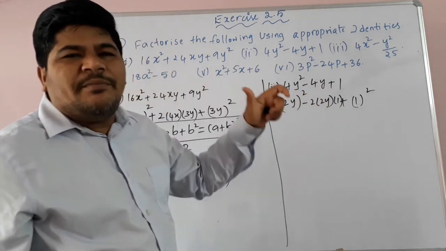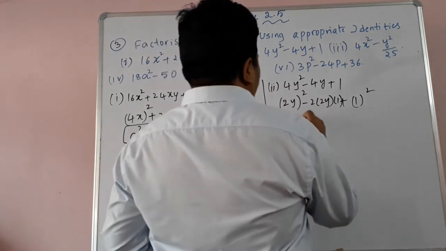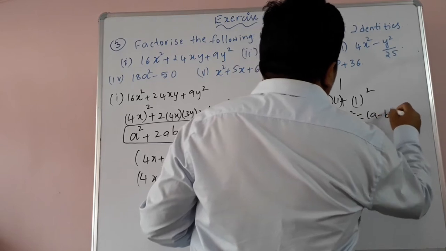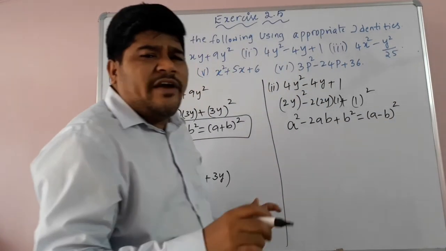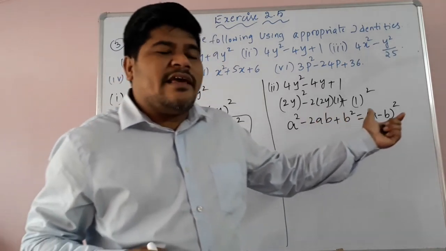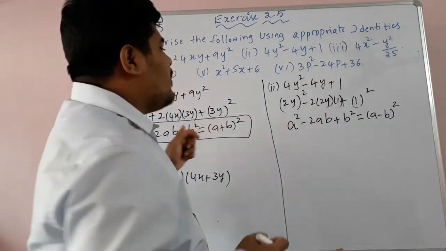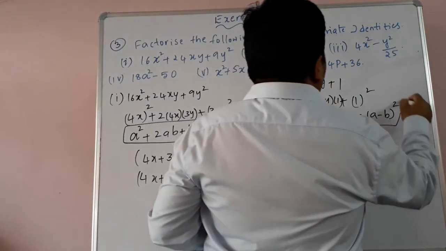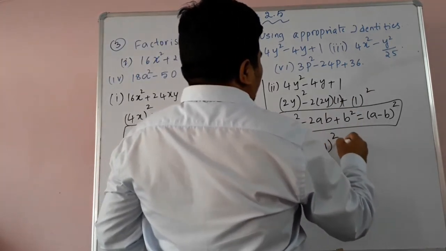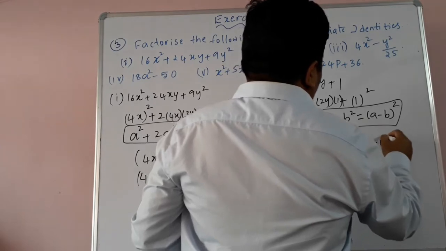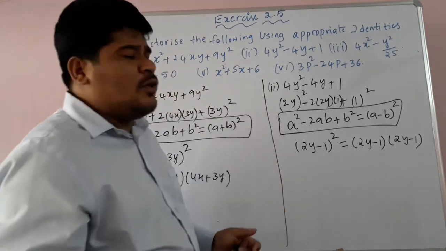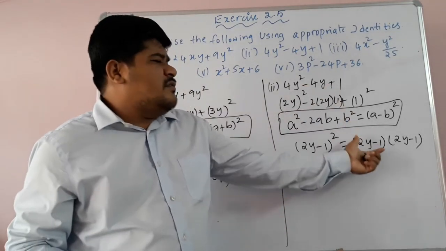Now in which form is it, children? A square minus 2ab plus b square, which can be written as a minus b whole square. It's in the form of that formula. So children, in the place of a, what is there? 2y. In the place of b, what is there? 1. So finally it can be written as 2y minus 1 whole square, which can be expressed as 2y minus 1 into 2y minus 1. So this is the way to solve the problem, children. We factorized the given expression with the help of this formula.